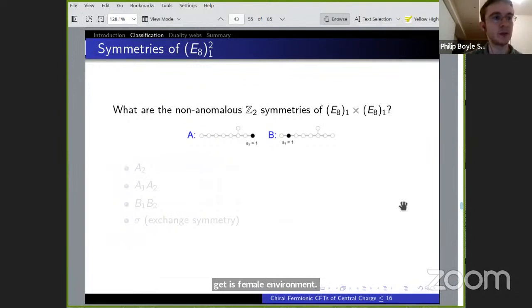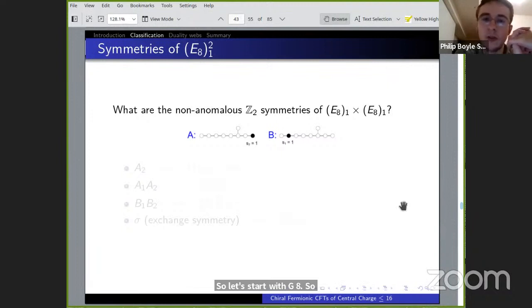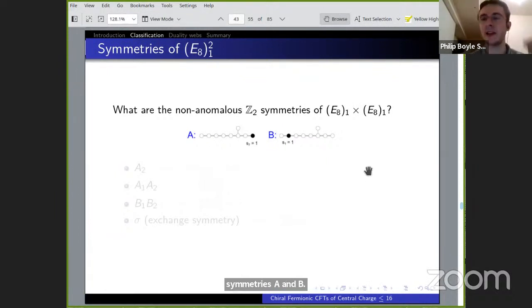What we now want to do is run the same program for the two c equals 16 theories. So let's start with E8 cross E8. Now I ask you, what are the non-anomalous Z2 symmetries of E8 level 1 cross E8 level 1? Remember that a single copy of E8 has two symmetries, A and B. So we can get by just by reusing what we know about E8 with one copy.